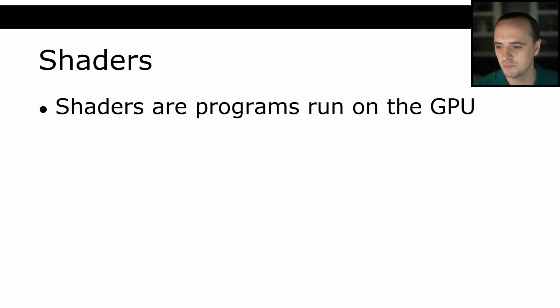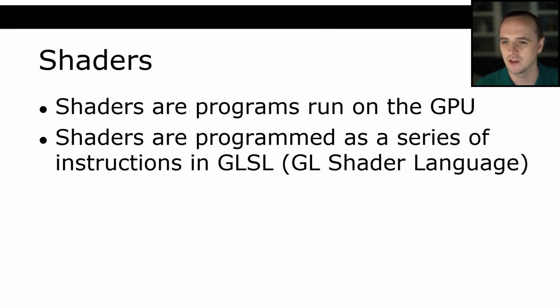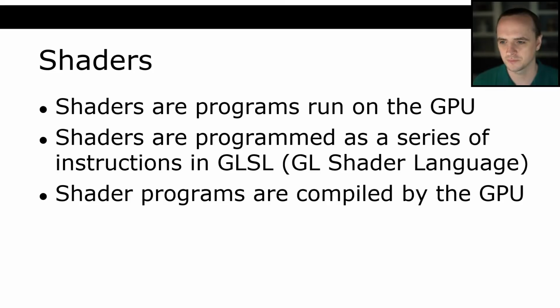Shaders are essentially programs that you're writing that do something graphical, that are run on the GPU, and they run in parallel. So you can write a shader that's running for every pixel of your display. Shaders are programmed as a series of instructions in GLSL, that's GL shader language. GLSL ends up looking a lot like C. So if you're familiar with C or C++, which this course is in, you should be able to read and write GLSL no problem. There's a few differences, but it's not that big.